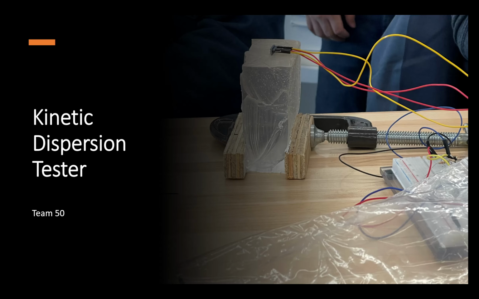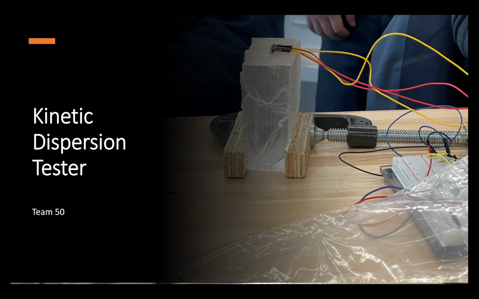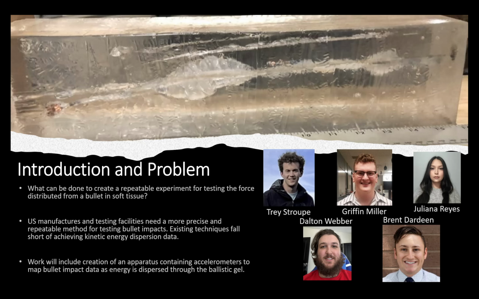So we are Team 50, and our project is the Kinetic Dispersion Tester. A little introduction to our project and our team. We have Trey Stroop. I myself am Griffin Miller. We have Juliana Reyes, Dalton Weber, and Brent Dardine.